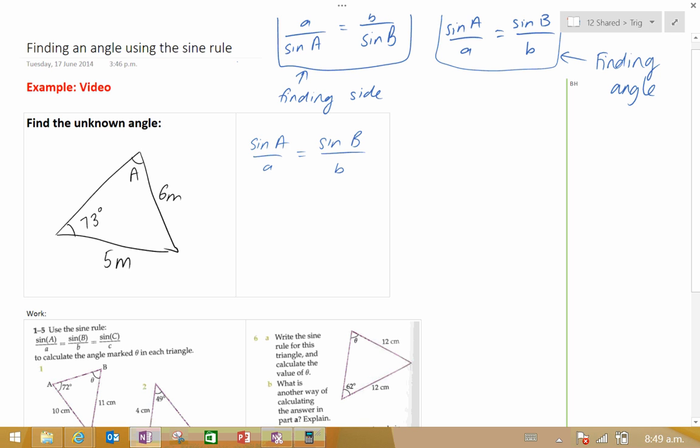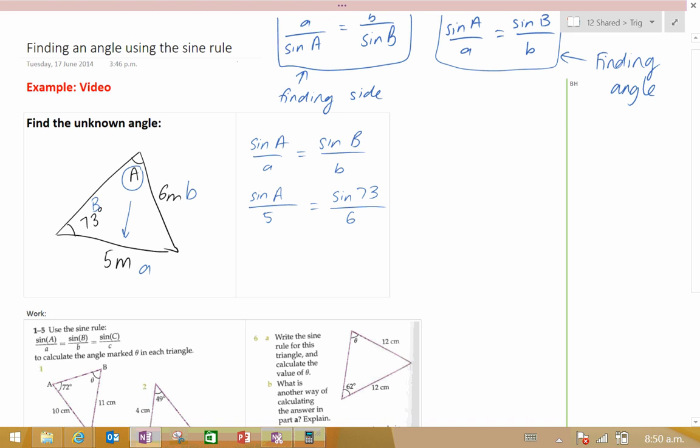What can I do next? I'm going to label the sides. I've already got my angle labelled as A, so I'm going to label the opposite side as little a. And then the other side I'll label as B, and the opposite side is going to be lowercase b. Now what, Leighton? Put in the values. So we have sine capital A, no value for A because that's the angle we're looking for. Little a is 5. Then we've got sine 73 over, and little b is 6.